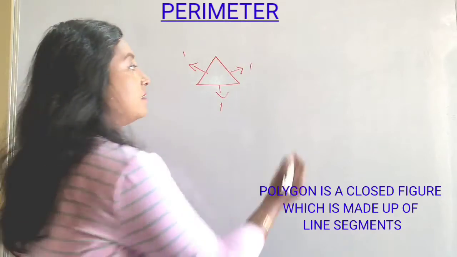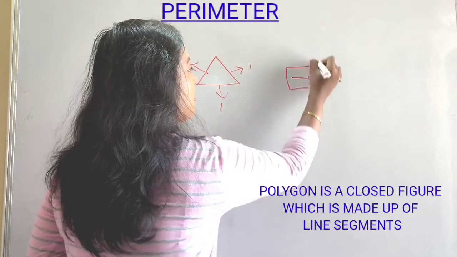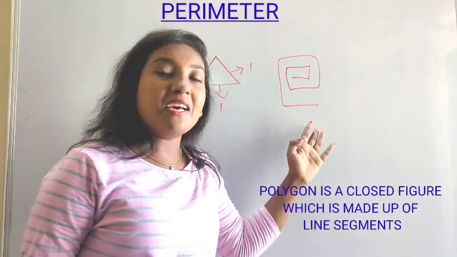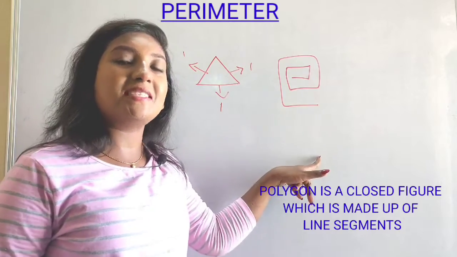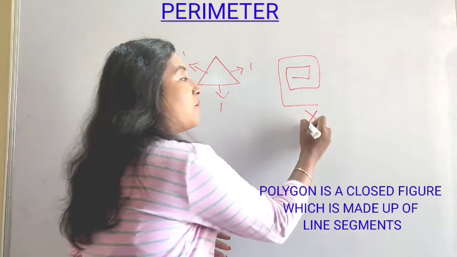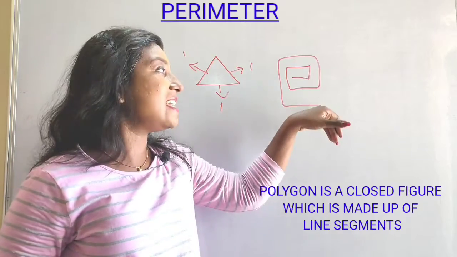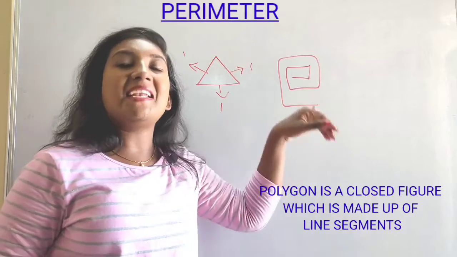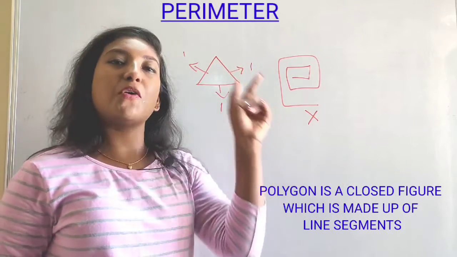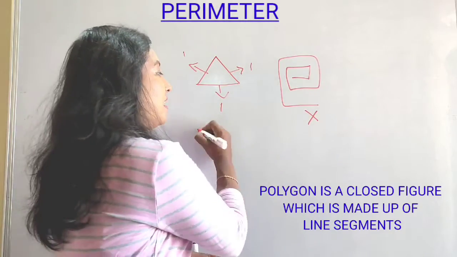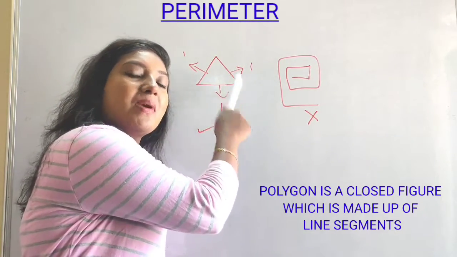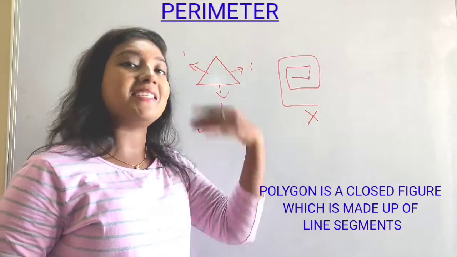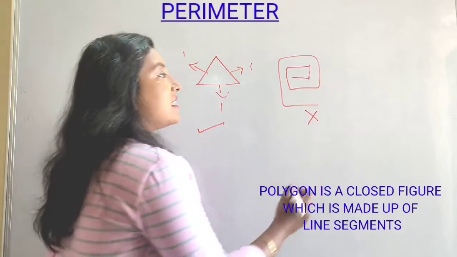Now, if you observe this figure, it is also made up of line segments, but it is not a polygon. Why is it not a polygon? Because it is an open figure. Even though it is made up of line segments, it is not a polygon because it is not a closed figure. The first figure is a polygon because it is made up of line segments and it is also a closed figure. The next is not a closed figure, so it is not a polygon. Now let's see one more example.